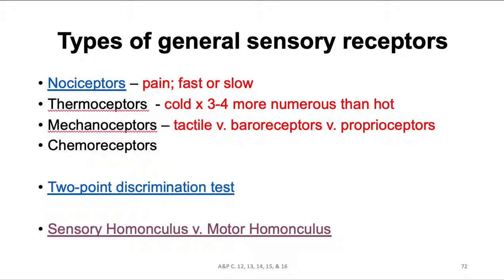So with those general senses, we have receptors for them. We have nociceptors, which help you feel pain. You have thermoreceptors, which help you feel hot and cold. And you have 3 different types of mechanoreceptors: tactile receptors, which is touch, baroreceptors, which is pressure, and proprioceptors, which help tell you about your body's position. They help you know where the joints of your body are at any given time.